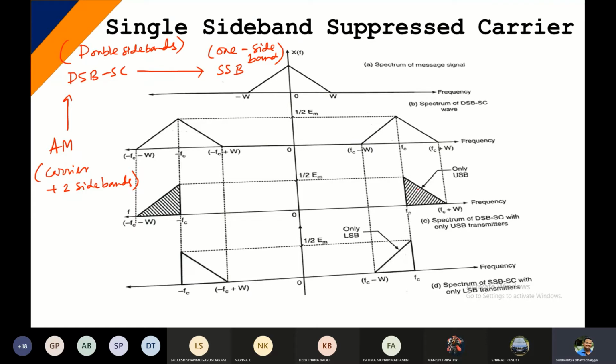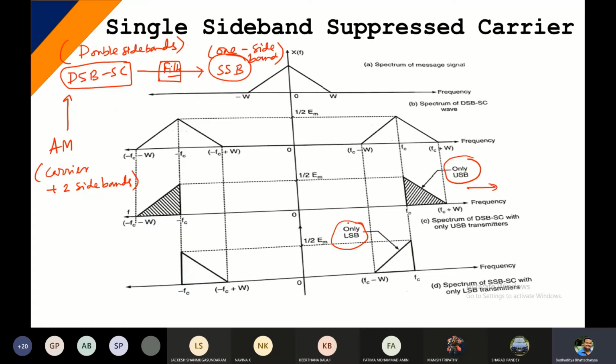You can see the shaded portion is what we only want. So if the DSB-SC signal generation we know, suppose the balance modulator and everything is already known to us, that signal goes to some kind of a filter that is tuned to a particular frequency, the upper or the lower band, whichever you want. That will be the SSB signal. This one shows only USB if I want, and this diagram is showing only LSB if I want.